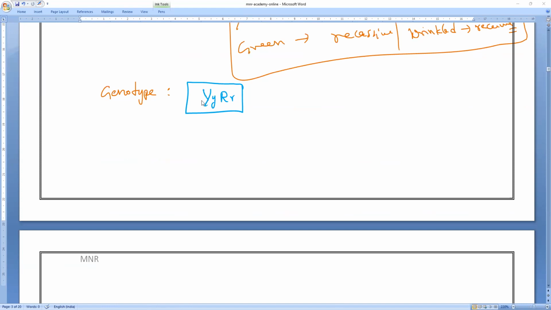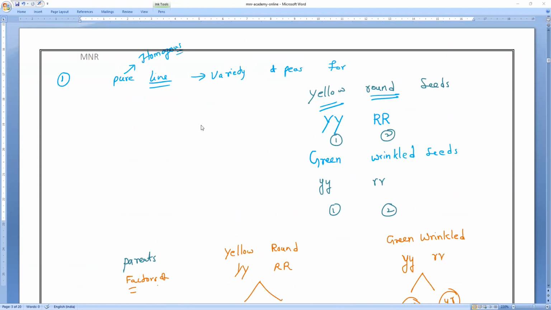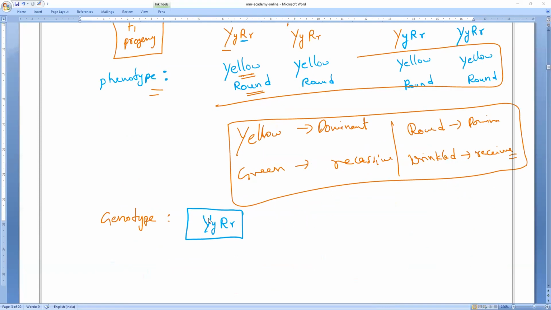So now this is the genotype of the dihybrid cross, the genotype of the F1 generation. This is the F1 generation genotype. That is very, very important.